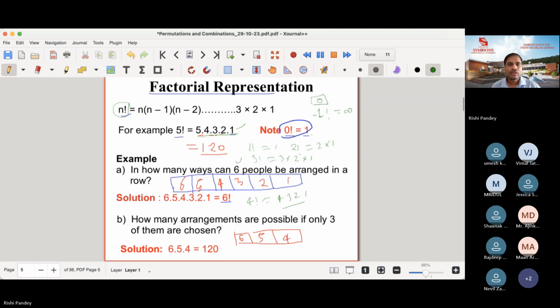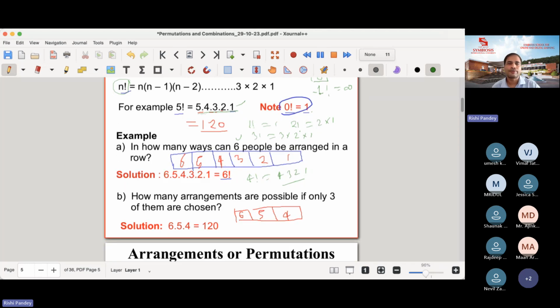Now the question: how to use the factorial. In how many ways can 6 people be arranged in a row? For example, we have 6 people. We will write it this way: boxes for the first position, second position, third, and so on up to 6. Say you have 6 seats and you want to arrange them. For the first position, all 6 are equally eligible. Am I right?